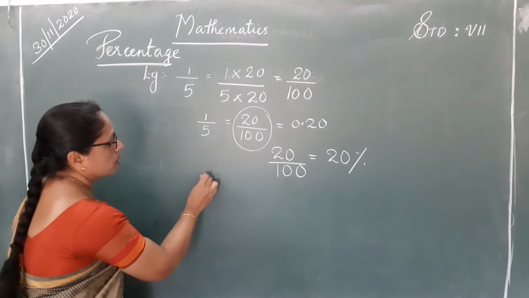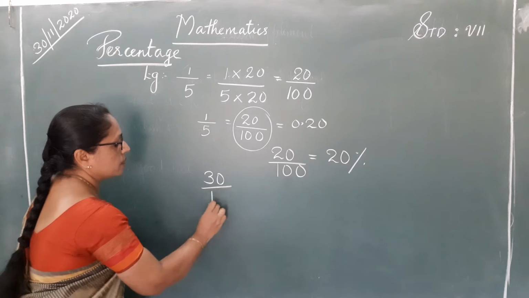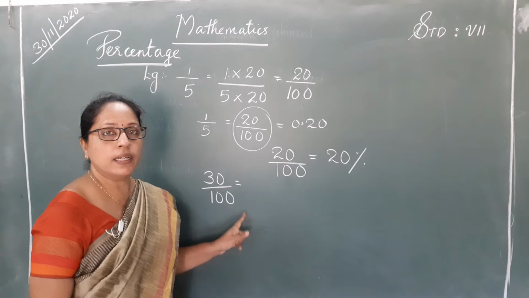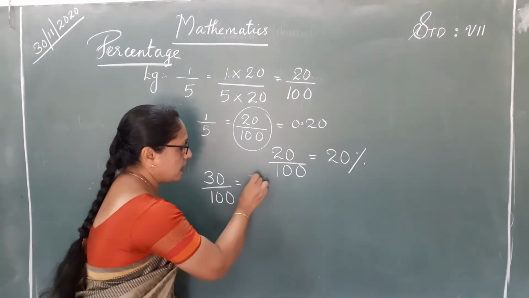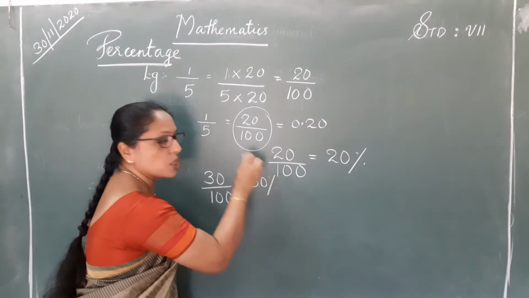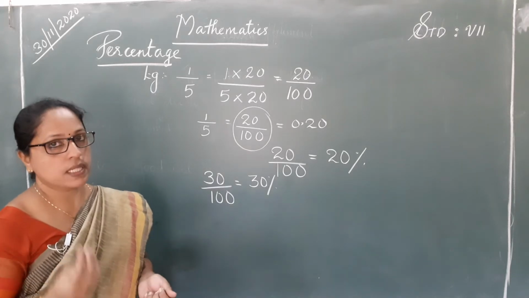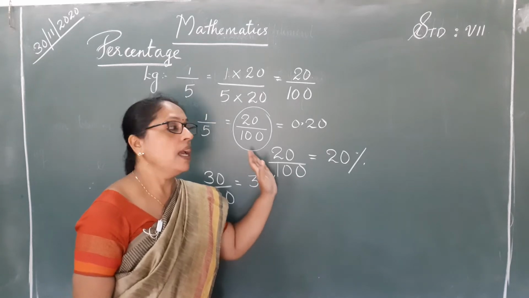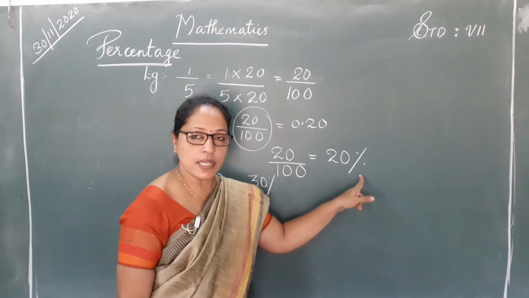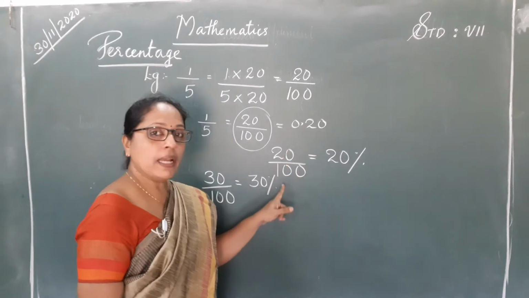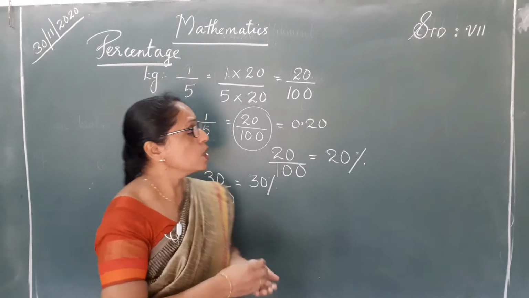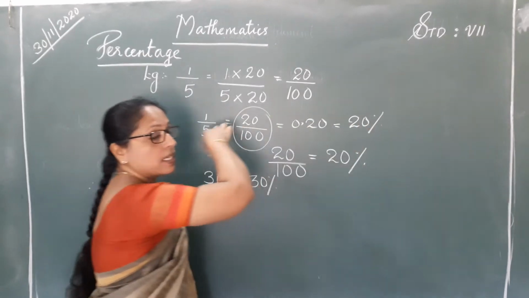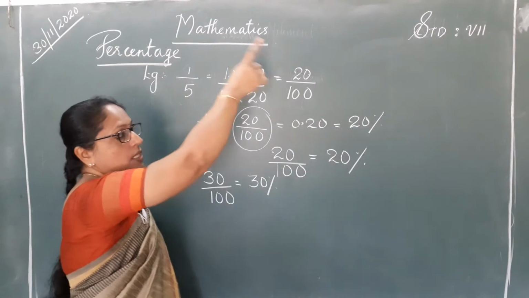So 30 by 100, how do you write it in percentage? Come on, say. How do you write 30 by 100 in percentage? Yes, 30 percentage. So what is percentage? Percentage is a fraction with the denominator 100 and it is represented by this symbol. And 20 by 100 means 20 percentage. So we can see there is a connection, a relationship from the fraction to the percentage.